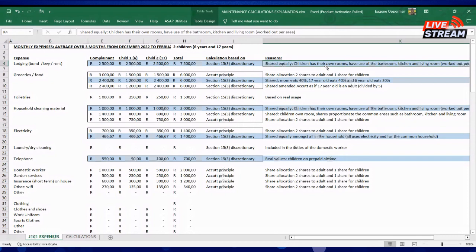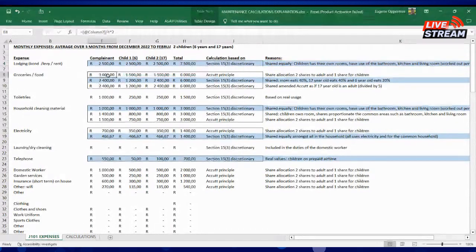Same goes for groceries. I've used the exact same principle, the exact same reasoning. If we use the acute principle, for example, we've got a total amount of 6,000 Rand for groceries. Then if you use the acute principle, you could see that the mom's contribution would be 3,000 Rand, 1,500 Rand for each child. But if you use a discretionary one, start off with a good one, and then afterwards adapt it to see, does it work for you? Does it not work for you?